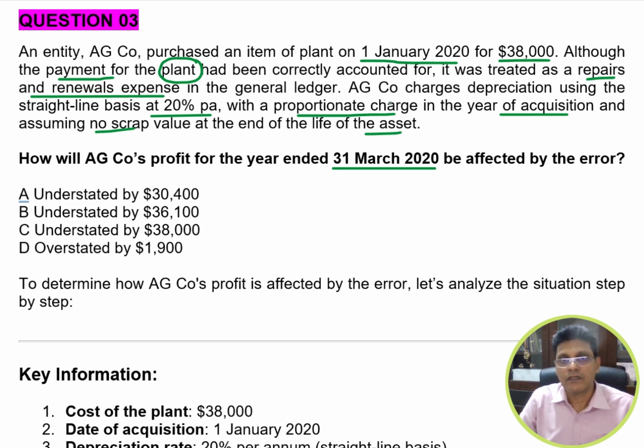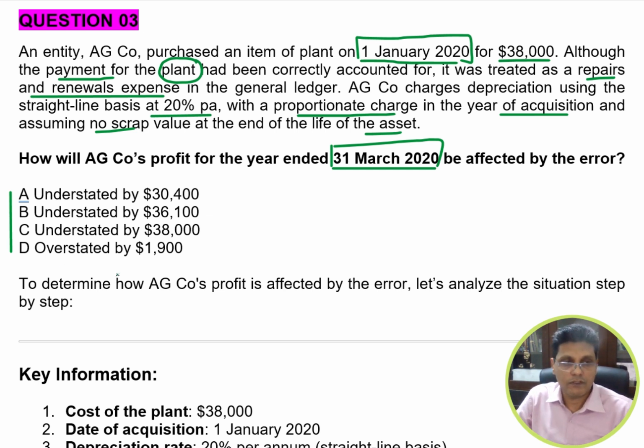Okay, so this asset was purchased on 1st January 2020 and the financial year end is 31st March 2020, and also the plant has been treated as repairs and renewal expense. So what is the effect on the profitability? As a result of this error, what is the impact on the profitability? You are given 4 answers, of which we need to identify the correct answer. So to determine how AG company's profit is affected by the error, let's analyze the situation step by step.